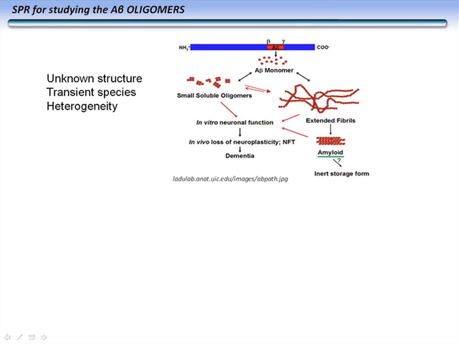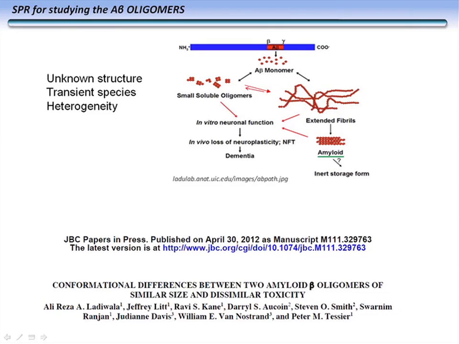And there is a very recent paper published last week on JBC, showing that there are different oligomeric species with similar size, so they are small oligomers, but showing different toxicity. The difference between these oligomeric species is a structural, conformational difference. In particular, toxic oligomers were shown to expose hydrophobic residues, whereas non-toxic oligomers do not.